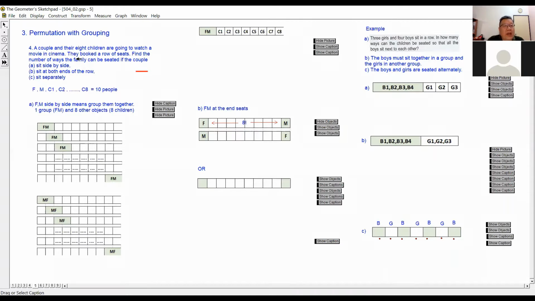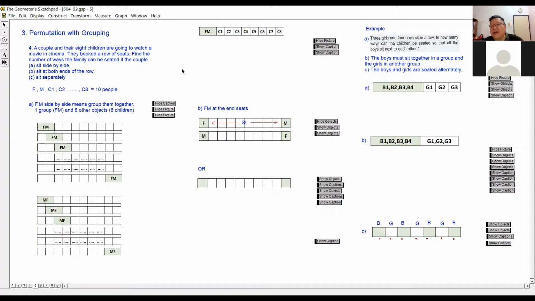cinema. They book a row of seats. Find the number of ways the family can be seated if the couple sit side by side. Side by side means the father and the mother. Couple here means father and mother. So the father and mother must sit together.